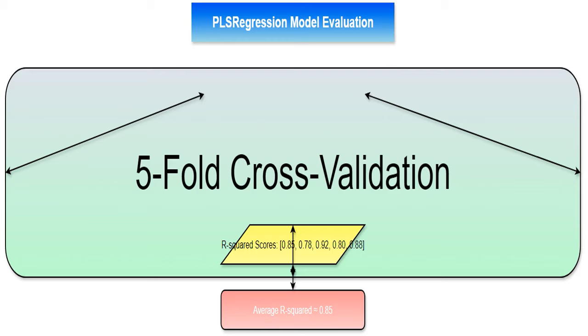These are the R-squared values I got from my 5-fold cross-validation. R-squared tells me how well my model fits the data. A higher value is better. The values here range from 0.78 to 0.92, showing some variability in model performance across the different folds.